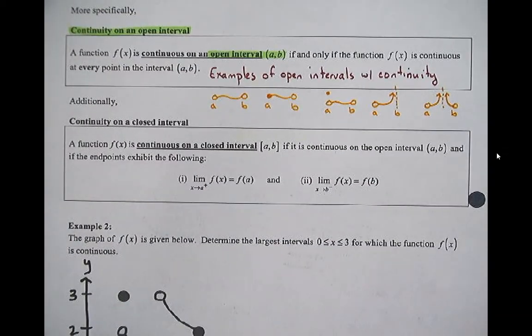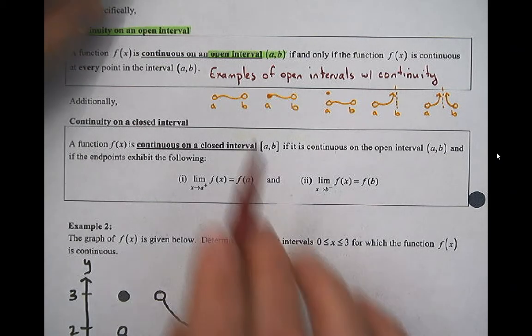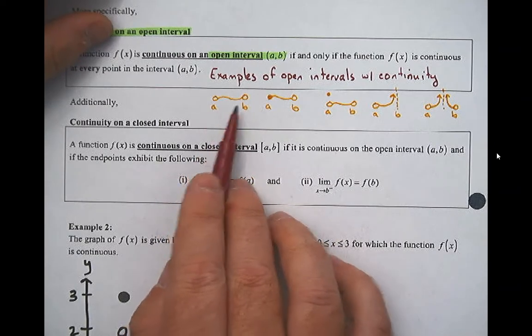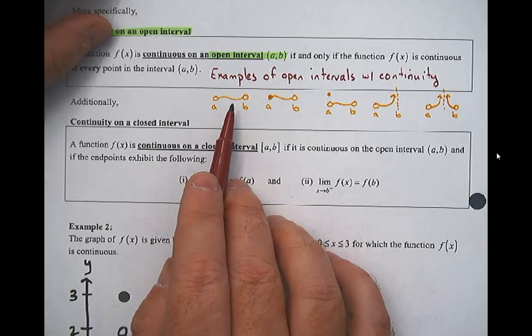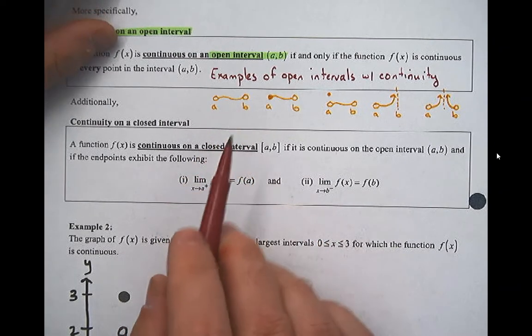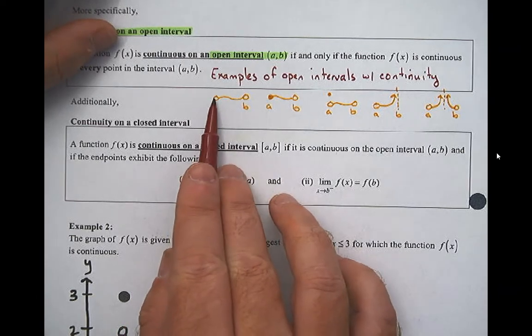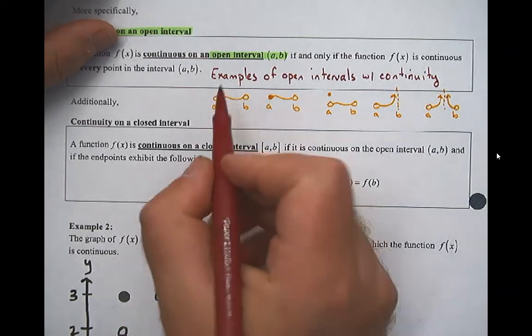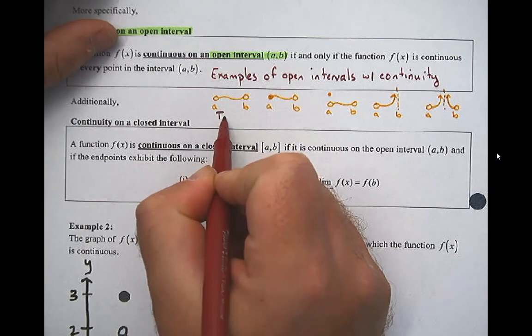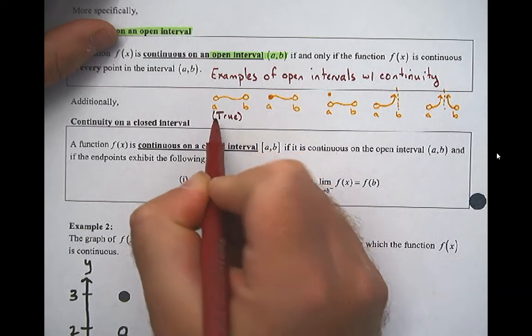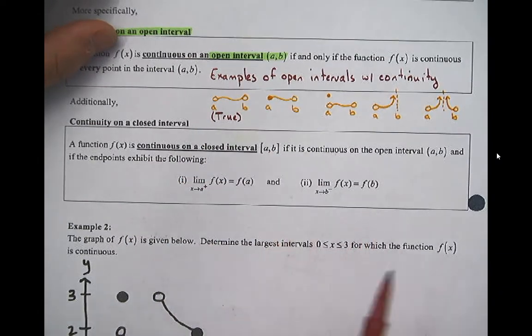All right, so let's go through and look at which one of these are continuous on the open interval. So this one. What's nice about an open interval is you don't care what's happening at the end. As long as there's no holes or asymptotes within the A to B, then we would consider this to be a continuously open interval. You're not including the ends, but everything in between is in there. So this is true. This is an open interval that is continuous.